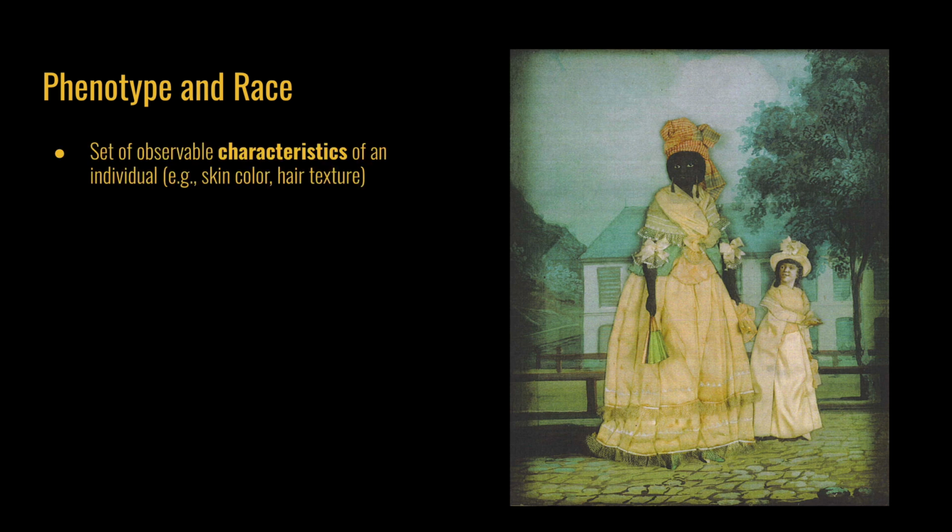Phenotype, the set of observable characteristics of an individual, including skin color and hair texture, contributed to the perceptions of racial identity. Black skin and curly hair were associated with black Africans, and anyone fitting that description was thought to belong to the same race.